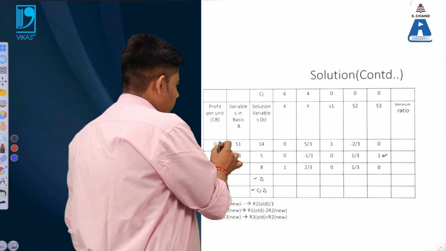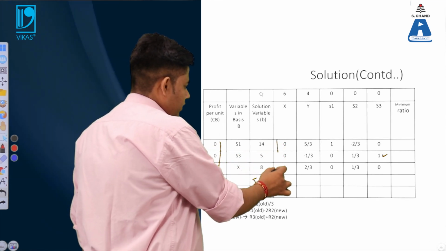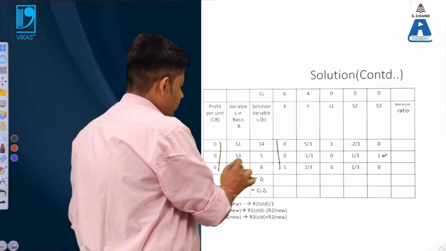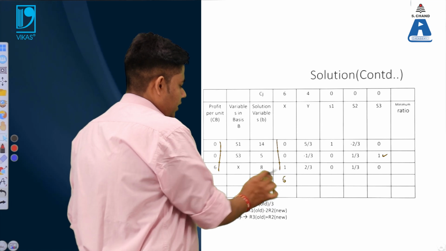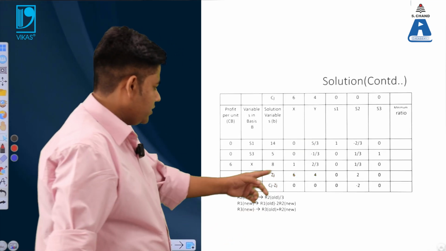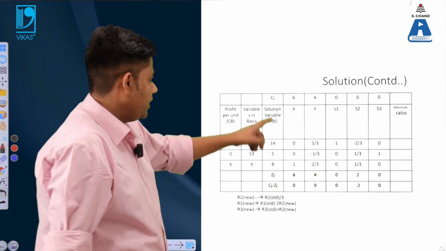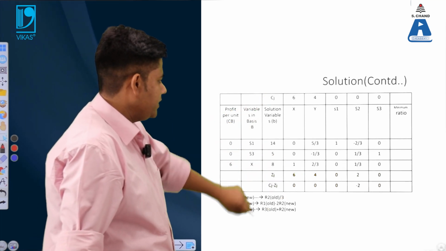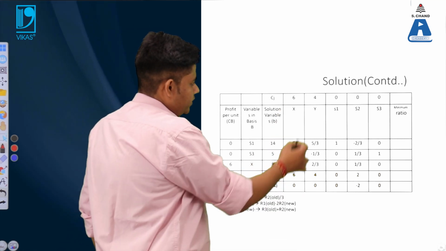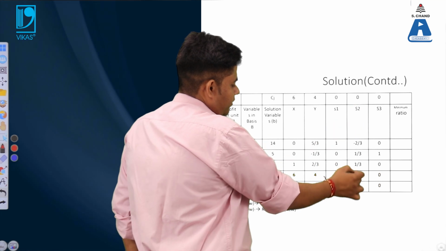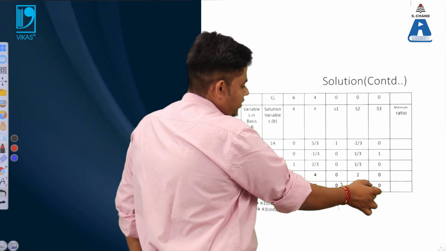So the step is similar. I need to have the sum product of these two columns. So 0 multiplied by 0 plus 0 into 0 plus 6 into 1, I'll write here 6. So I'll get some elements after having calculated those Zj values, and then I'll calculate Cj minus Zj. So 6 minus 6 would be 0, 4 minus 4 will be 0, 0 minus 0 will be 0, 0 minus 2 is minus 2, and 0 minus 0 is 0.